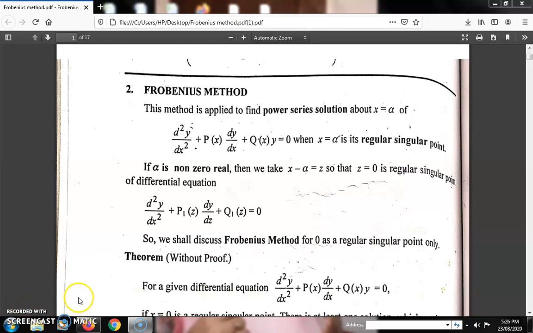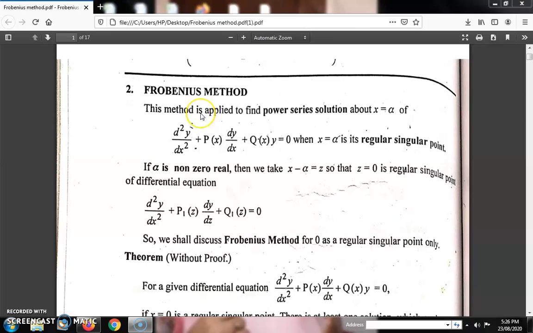Good morning, students. Today we will discuss the Frobenius method of series solutions of differential equations. In our previous lecture, or in our live classes, we have done how to solve the series solution of a differential equation by the power series method. In this lecture, we will do how to find the series solution by the Frobenius method.